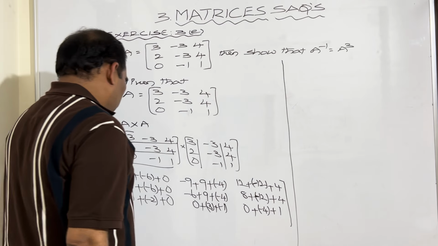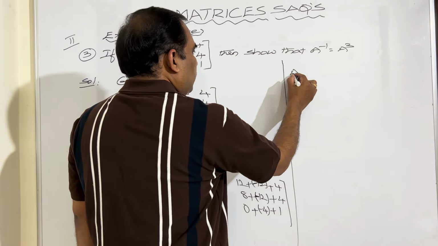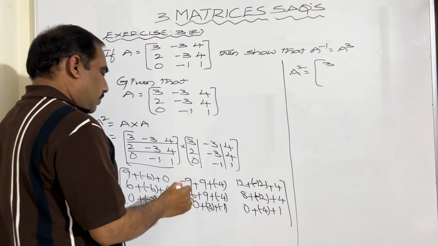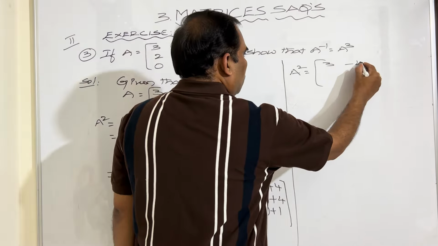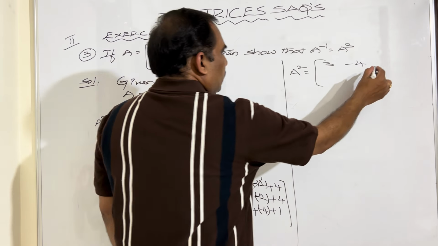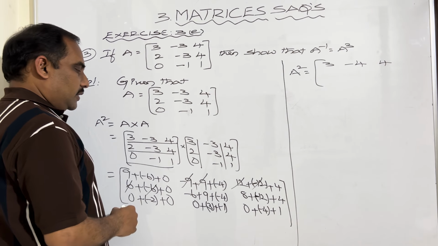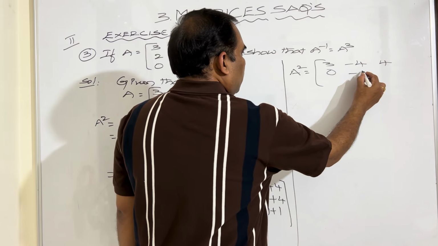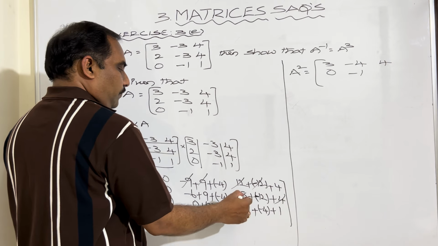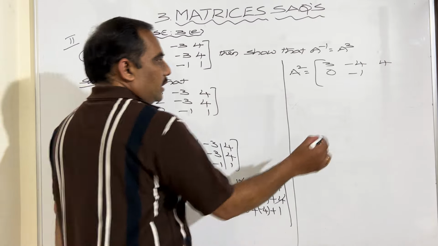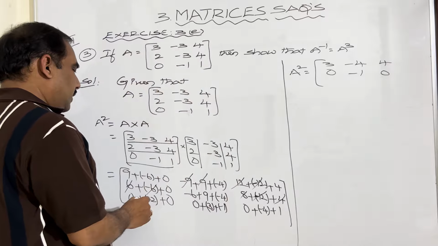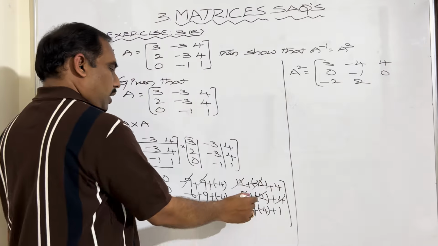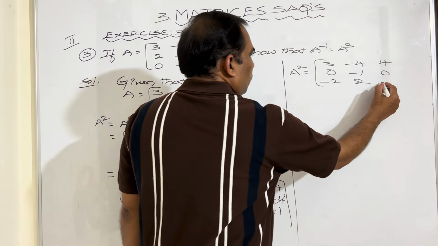So A square is equal to: 9 minus 6 is 3; 9 minus 9 cancels, leaving minus 4; 12 minus 12 cancels, leaving 4; 6 minus 6 cancels, that is 0; minus 6 minus 4 is minus 10, plus 9 is minus 1; 8 plus 4 is 12, minus 12 cancels, that is 0; minus 2; 3 minus 1 is plus 2; and minus 1 plus minus 4 plus 1 is minus 3.